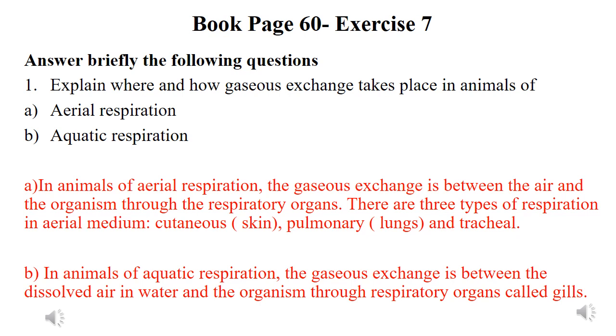Let's answer. In animals of aerial respiration, the gaseous exchange is between the air and the organism through the respiratory organs. There are 3 types of respiration in aerial medium. Thus, 3 types of respiratory organs. Cutaneous, that depends on the skin, pulmonary, that depends on the lungs, and the tracheal respiration. Now let's do the second part. Explain where and how gaseous exchange takes place in animals of aquatic respiration. In animals of aquatic respiration, the gaseous exchange is between the water and the organism through the gills.